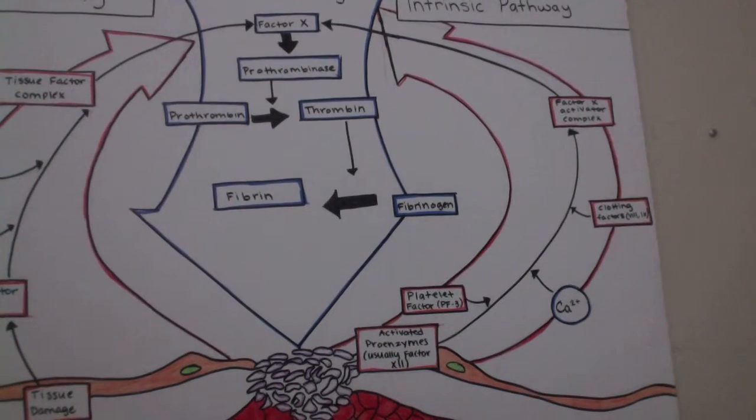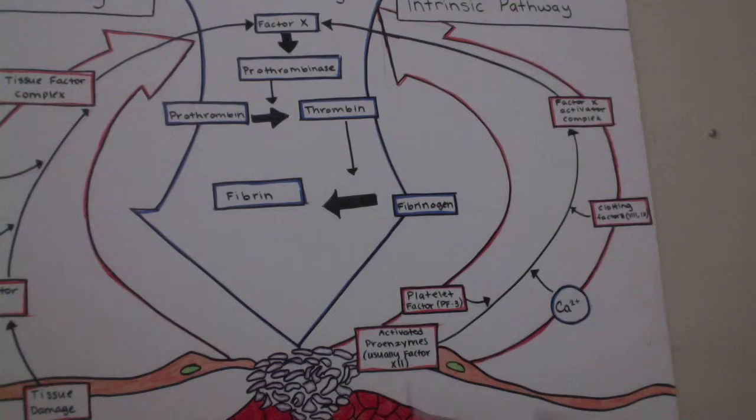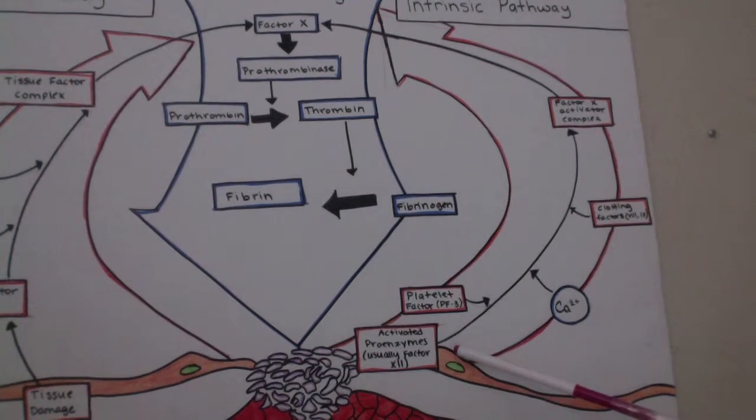Okay, so now we're going to talk about the other way of getting to factor X, and we're going to start down here with the intrinsic pathway. Now the intrinsic pathway is pretty much similar to the extrinsic. There's a couple of factors that are different though. Here would be one. Instead of having tissue damage, you would have an activated proenzyme, which is usually going to be factor 7, okay? Now factor 7 is activated from this endothelial damage, so the tissues that are damaged, okay?